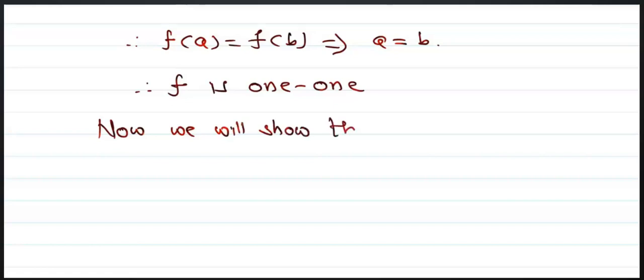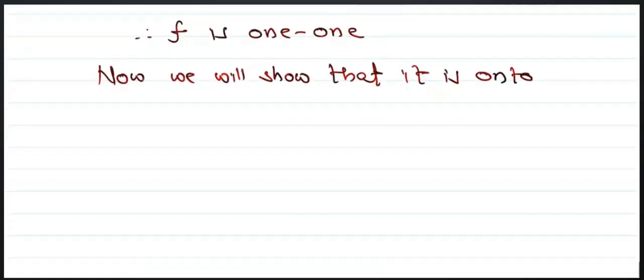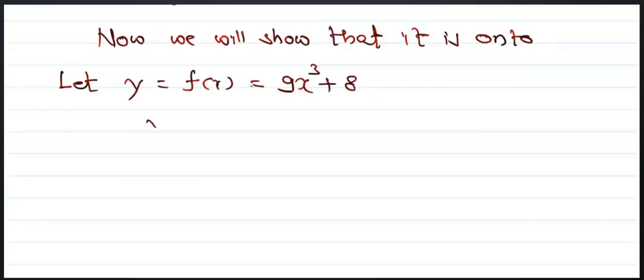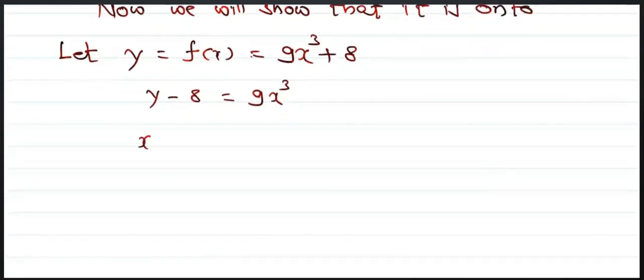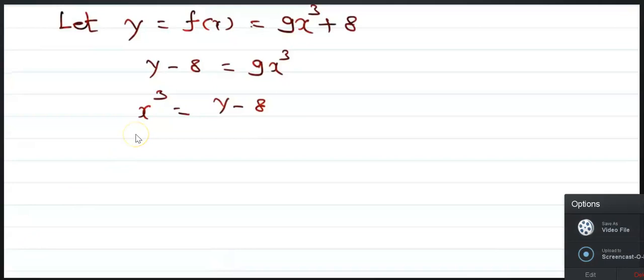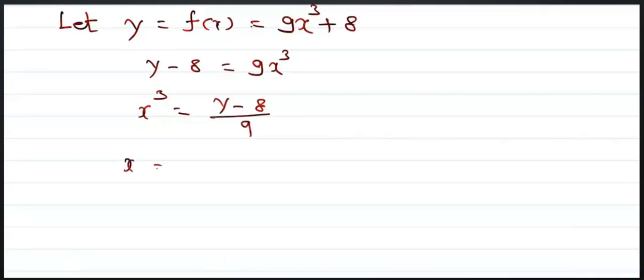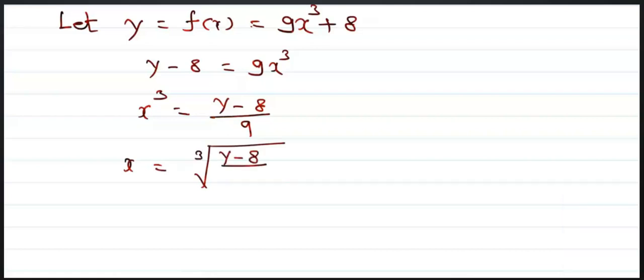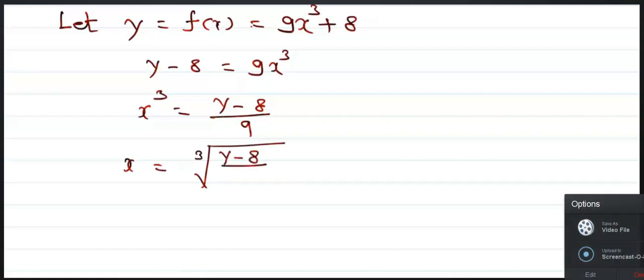Now we will show that it is onto. Let y is equal to f of x is equal to 9x cube plus 8. Now simplify this and find the value of x in terms of y. That is, y minus 8 is equal to 9x cube. Therefore, x cube is equal to (y minus 8)/9. Therefore, x is equal to the cube root of (y minus 8)/9.